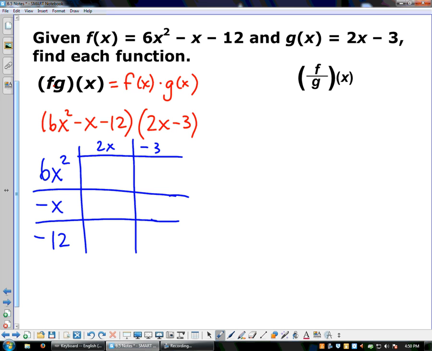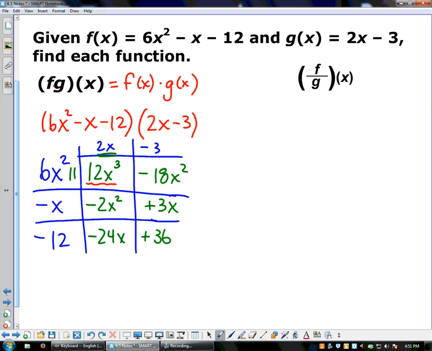All right, so if I'm going to multiply, remember when doing the box method, I want to multiply what would be the column and the row for each box. So this will become 12x to the third minus 18x squared minus 2x squared plus 3x, watch your sign there, minus 24x plus 36. Remember, my last step in the box method is then to combine like terms.